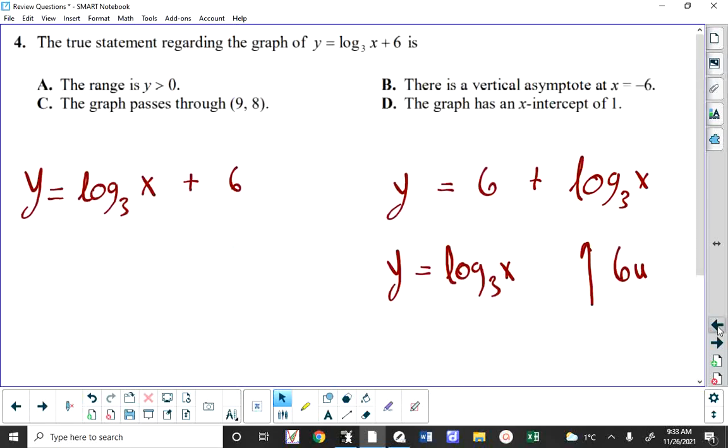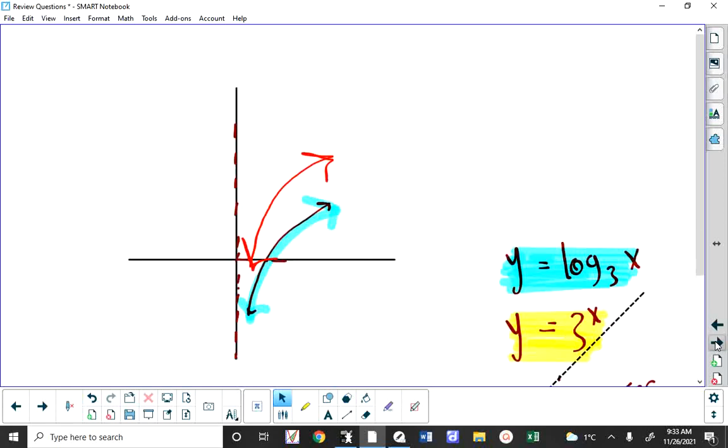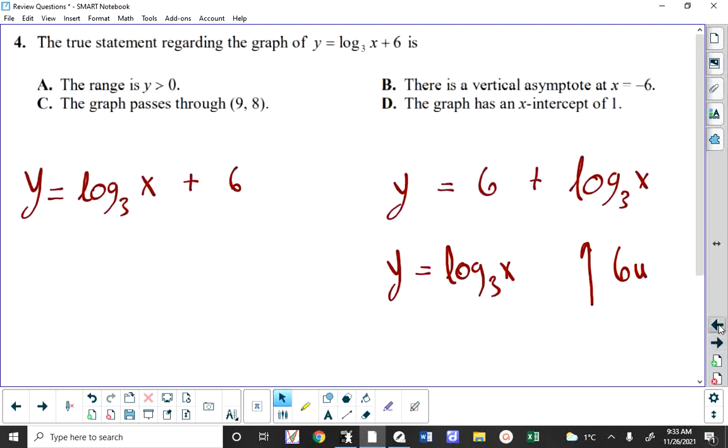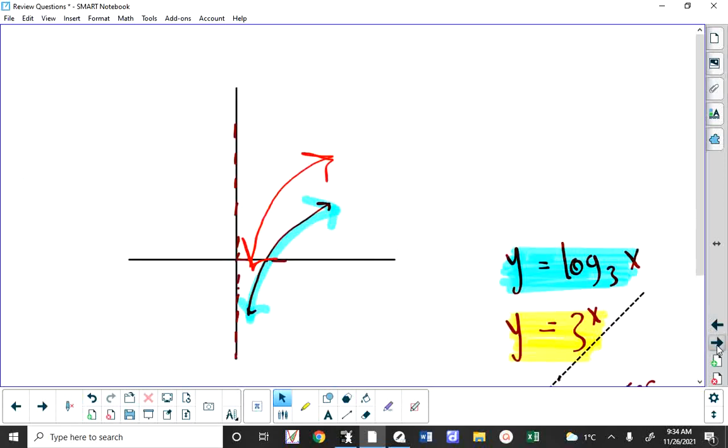So now we can start to understand the question, is the range y is greater than 0? Well, no. The range of any logarithmic function is y is any real number. Is there a vertical asymptote at x equals negative 6? Well, no. The vertical asymptote didn't move because this was a vertical translation. The graph passes through 9, 8. Well, let's just leave that because we can't answer that by looking at the graph. It has an x-intercept of 1. No way. The x-intercept was 1. It had to get smaller because we shifted it up. So the answer is that B or C?